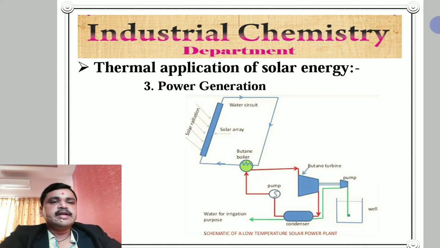So here the figure describes a standard power generating system. There are two cycles in the power generating system. One is the water circulating system, which is shown in blue color, and the second is the Rankine cycle, which is shown in red color. So we start our power generating system.